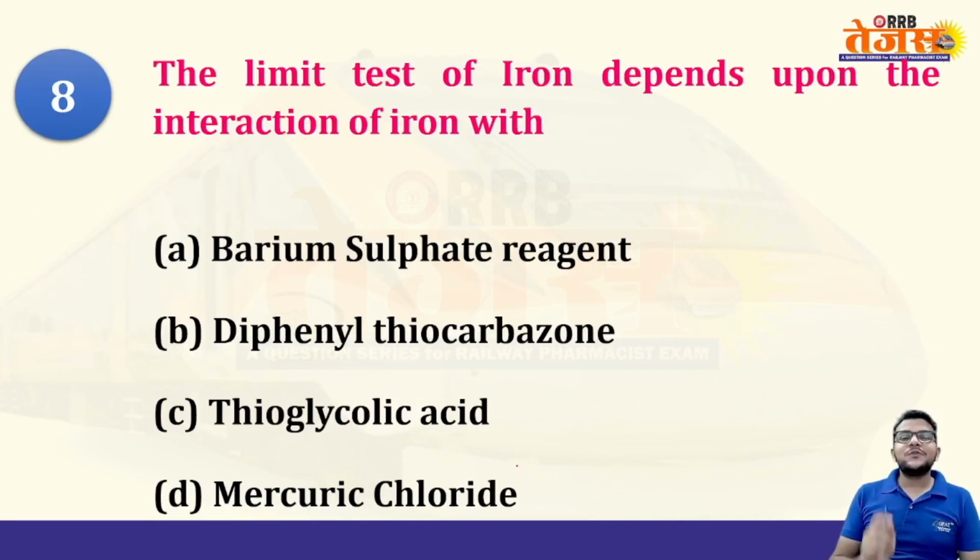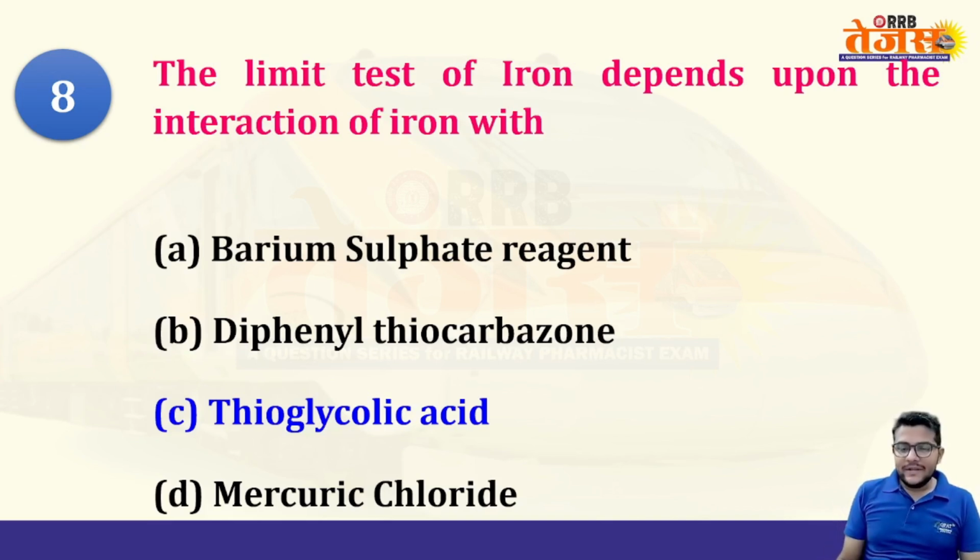And the next question for you: the limit test of iron depends on the interaction of iron with what? The iron limit test depends on the interaction of iron with thioglycolic acid. Just remember that nitric acid and silver nitrate are related to the chloride limit test. Next, mercuric chloride paper, arsine gas, and a lead acetate cotton plug are related to the arsenic limit test.